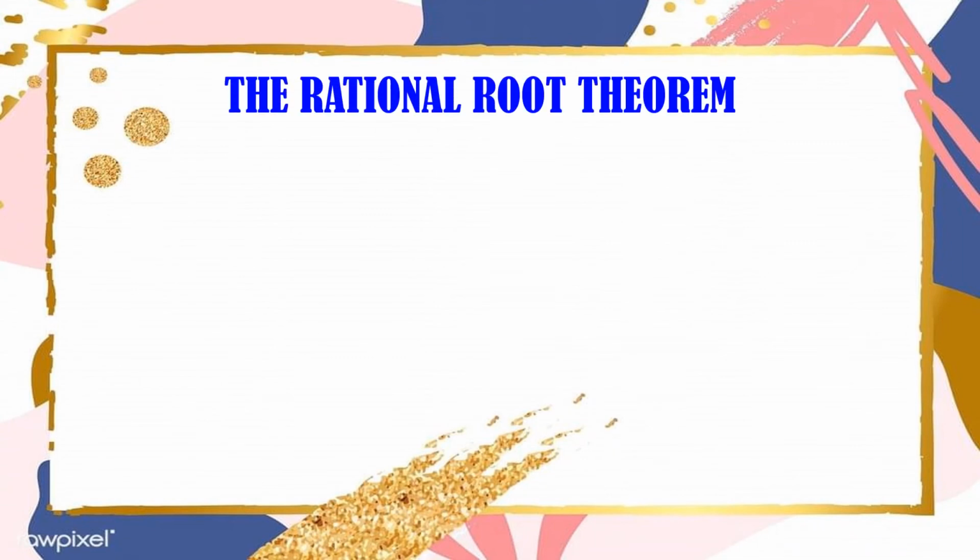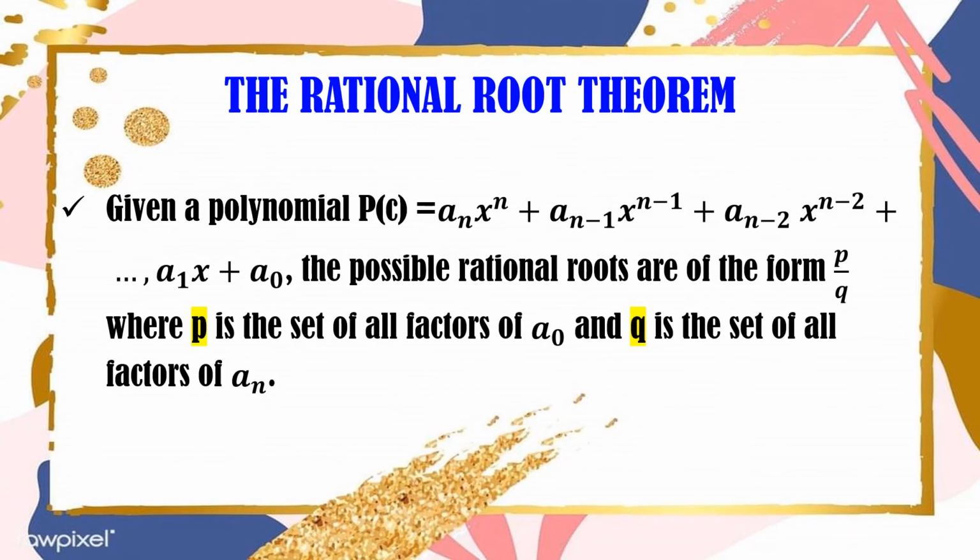The rational root theorem. Given a polynomial p of x equals a sub n x raised to n plus a sub n minus 1 x raised to n minus 1 plus a sub n minus 2 x raised to n minus 2 plus up to a sub 1 x plus a sub 0, the possible rational roots are of the form p over q, where p is the set of all factors of a sub 0 and q is the set of all factors of a sub n.